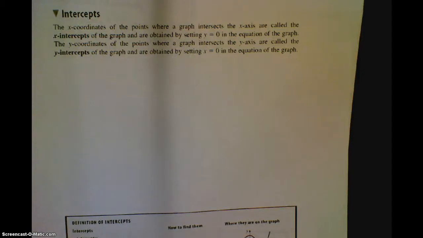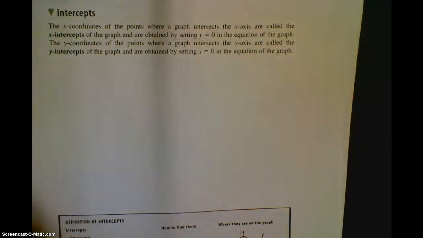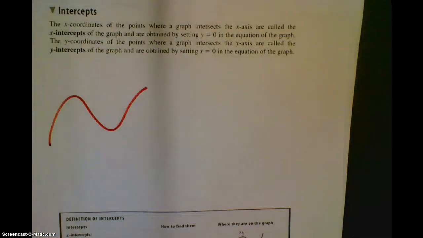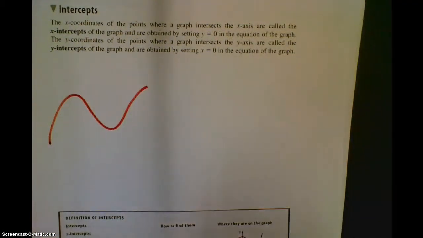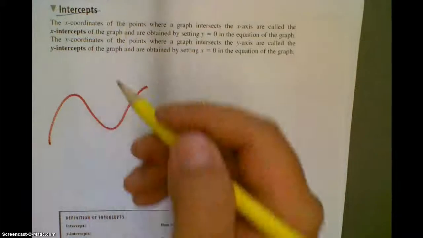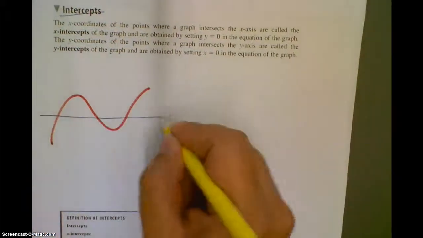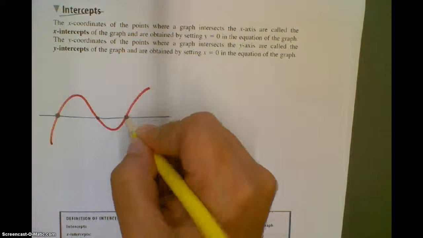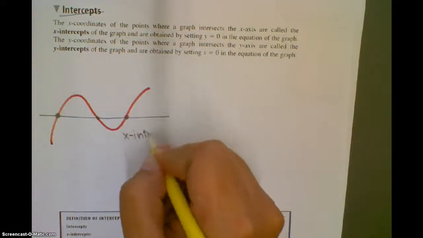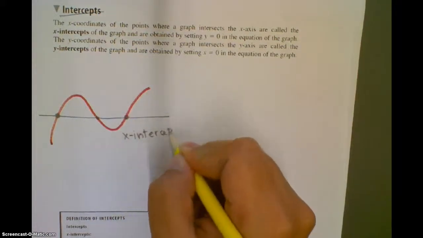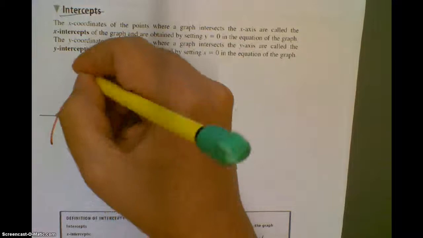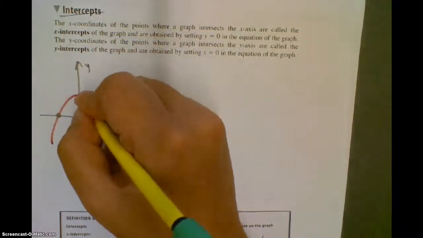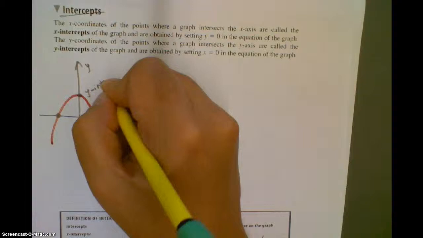Intercepts. Whenever we have a graph of a function, and when I talk about the graph, I'm talking about the actual graph, the set of all the points. When we talk about intercepts, it's always useful to know where the graph intercepts the x-axis, in this case generating x-intercepts, and where the graph intersects the y-axis. In this case, we have the y-intercept.